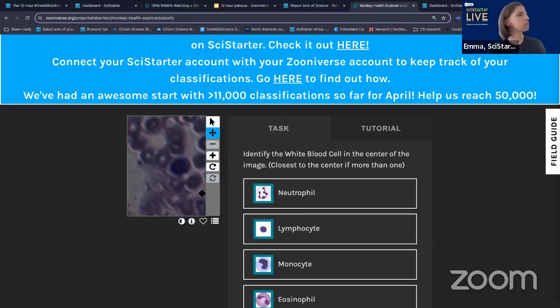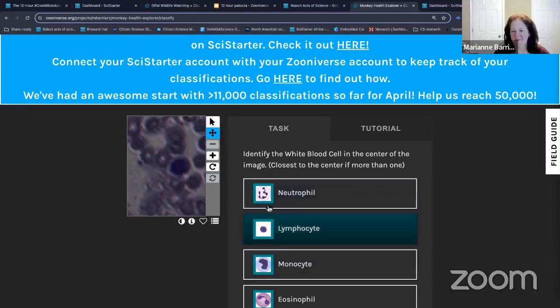This one looks bigger. I feel like it might be a lymphocyte. That's what I would call it.